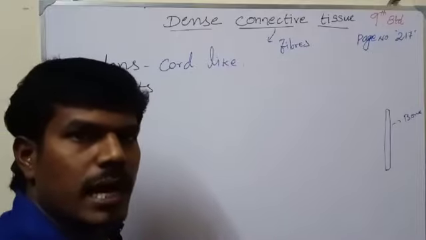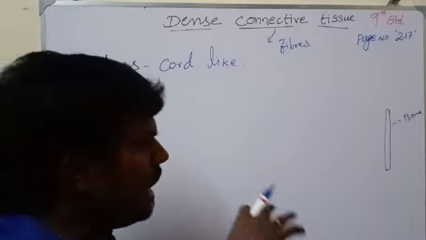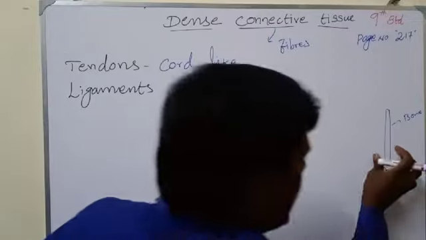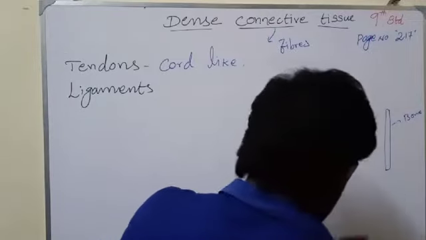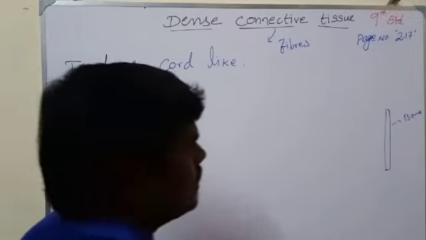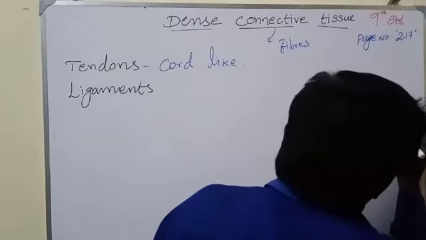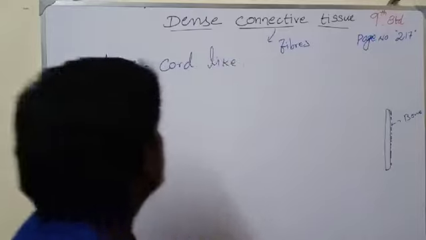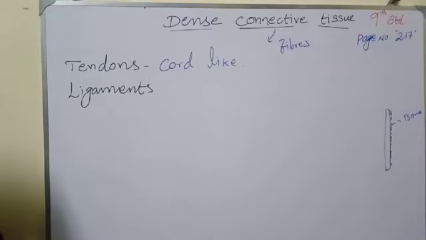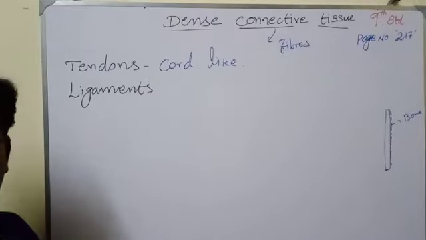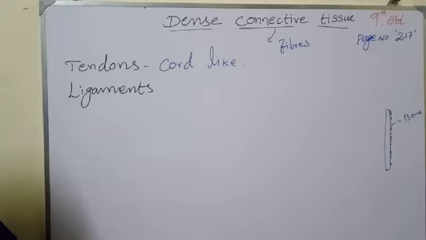Skeletal muscles means what? Already you studied the skeletal bone. Outside of the bones, the muscle tissue is present. This is the tendon. So the tendons are cord-like strong structures packed with fiber and fibroblast, which join skeletal muscles to bone.